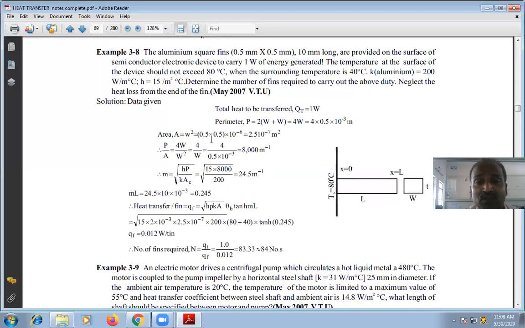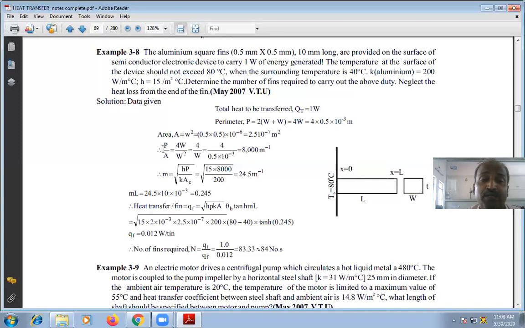Cross section. What is the cross section? Square area. Square means 0.5 into 0.5. Both are same, 0.5 into 0.5. So 10 raised to minus 6. Why 10 raised to minus 6? Because we have to convert it into meter. So 0.5 into 10 raised to minus 3 and again another 0.5 into 10 raised to minus 3, together 10 raised to minus 6. It is 2.5 into 10 raised to minus 7 meter square.